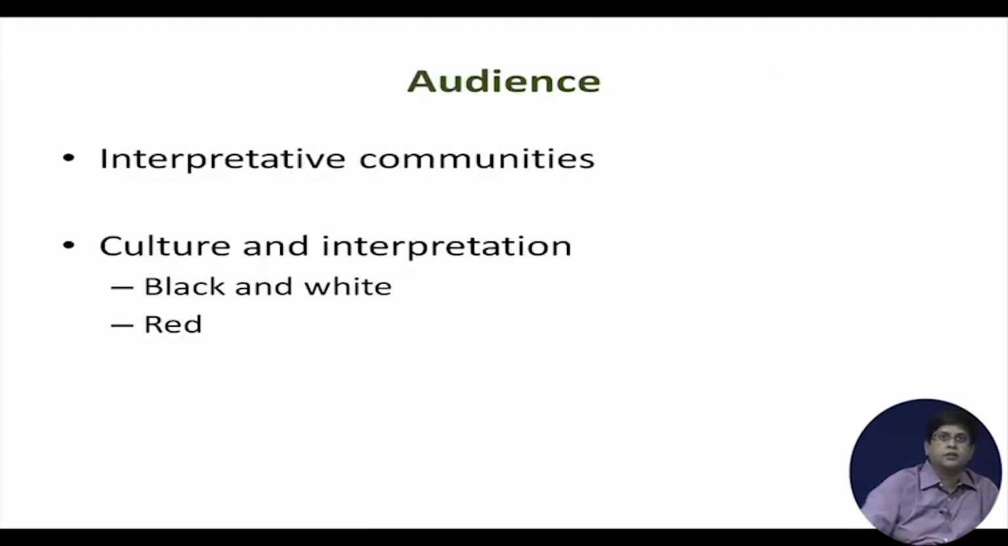We have talked about interpretative communities in the first session itself, where I gave the example of the elephant and the 6 blind men, where what I wanted to say was that different people interpret in different ways. Culture also plays a very significant role. Black and white, red. If I ask you the question, what does black and what does white signify for you? Very often you will find that, depending on the tradition to which you belong, these would have different meanings.